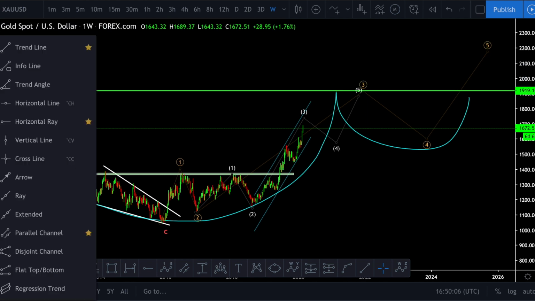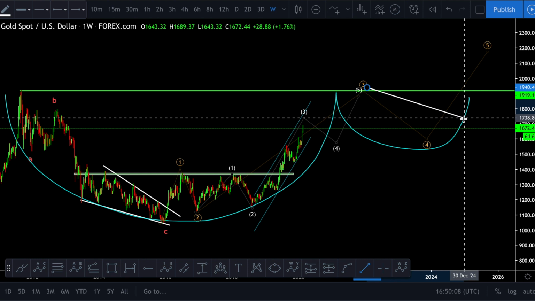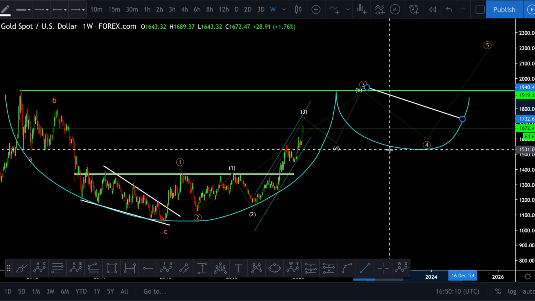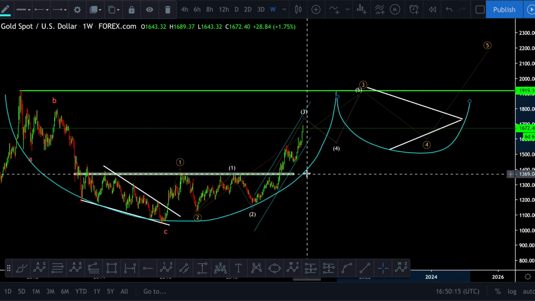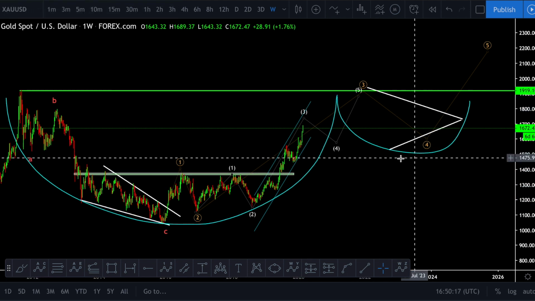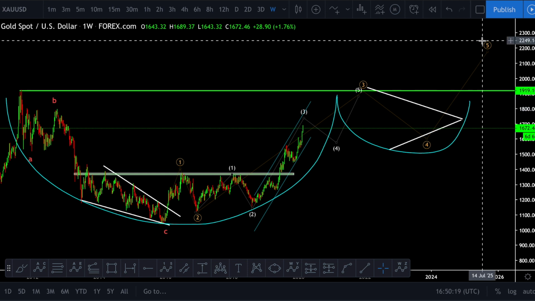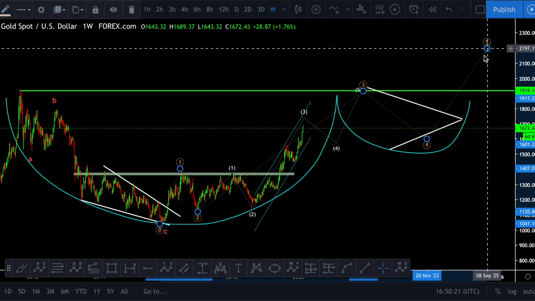And then we should be getting some form of triangle, maybe a falling wedge or just a symmetrical triangle or maybe a bull flag, whatever. We should be getting some type of consolidation around there that would create the handle for the cup and handle, and then we'd break out again for the fifth wave.